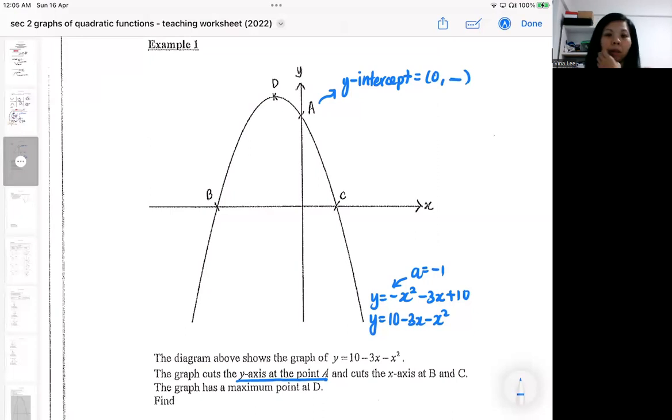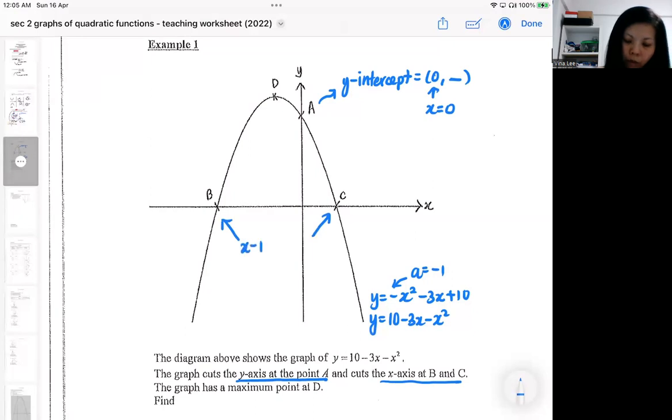Y-intercept will always have the property of x equal to 0. So that's the property of y-intercept. Okay, and then it will cut the x-axis at B and C. So the correct name for B and C will be called the x-intercept. You will still see this in your Sec 3 E-Math and A-Math.